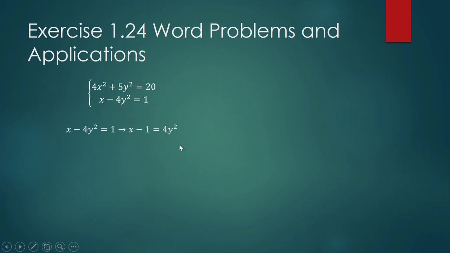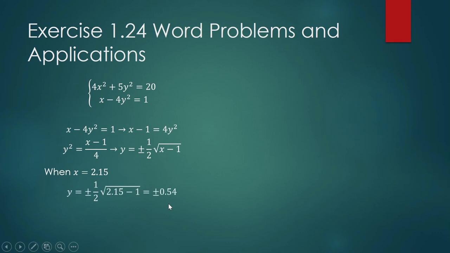Okay, let us use the second equation. So from x minus 4y squared is equal to 1, let us solve for y. Y is equal to plus or minus 1/2 times the square root of x minus 1. And so when x is 2.15, our value for y is going to be plus or minus 1/2 times the square root of this. So it's going to be plus or minus 0.54.